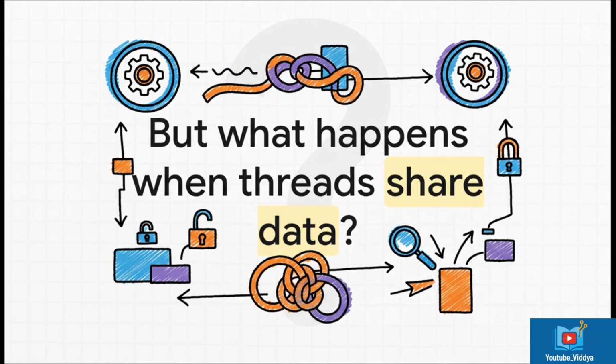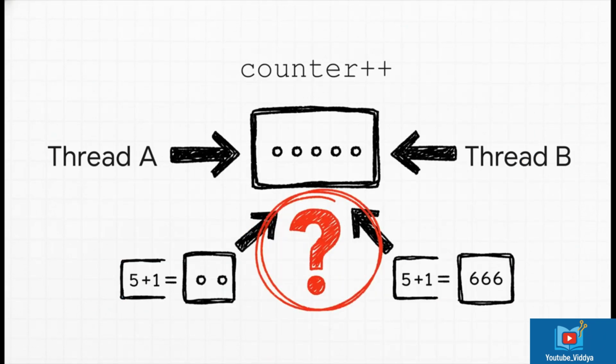Now this is where things get tricky, really tricky. Parallelism introduces a classic and pretty dangerous problem. Everything is fine and dandy when each thread has its own separate work to do. But what happens when multiple threads need to look at and change the exact same piece of information at the same time? This is what we call a race condition. Just look at this super simple piece of code.